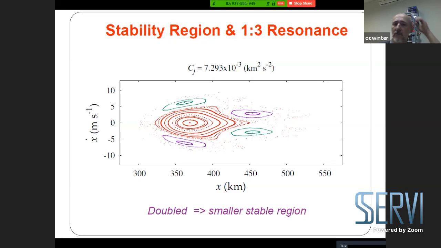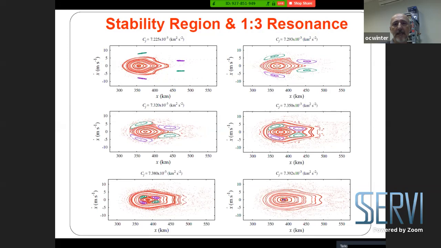And I wanted to comment on this red island in the middle that has nothing to do with the resonance. It's another type of periodic orbit, but it calls our attention because it's much larger than the 1 to 3 resonance, and they are in the same region. So in the next slide, there is a set of Poincare surfaces of section. The idea here is just to have an idea of sizes, so don't pay attention to the values, just the size. In the top left corner, we have the green and purple islands associated with the 1 to 3 resonance.